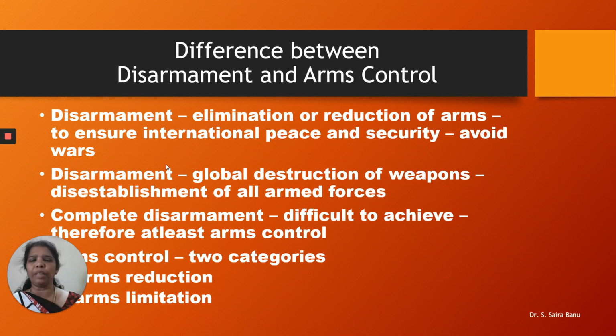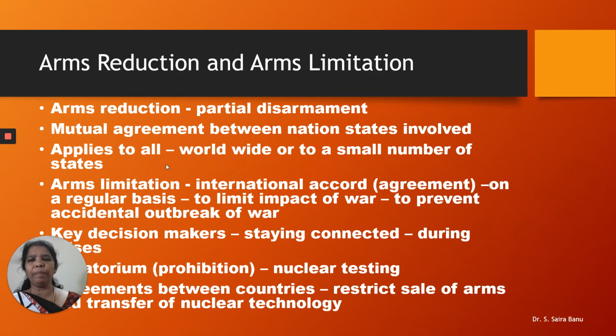So at least there should be some kind of reduction, arms control. That's what is meant by arms control, and arms control is discussed in two categories: arms reduction and arms limitation. If you take arms reduction and arms limitation, see the difference. Arms reduction refers to partial disarmament. There is a mutual agreement between nation states.